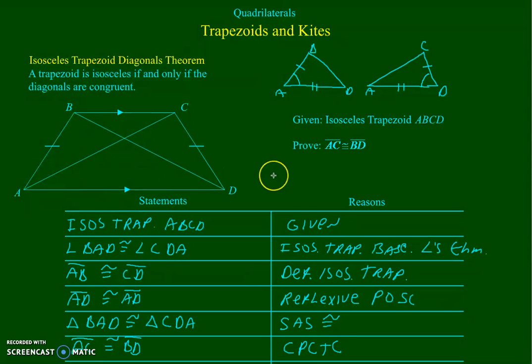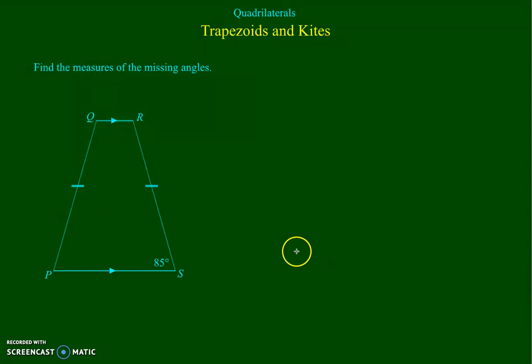So now let's move on to the next section. Here we have a fairly basic problem. They give us an isosceles trapezoid. We know it's isosceles because the legs are congruent and we have one pair of parallel sides. It's asking us to fill in the measures of the missing angles. This should be fairly straightforward because we know that in an isosceles trapezoid the base angles are congruent. So this angle is 85 degrees.